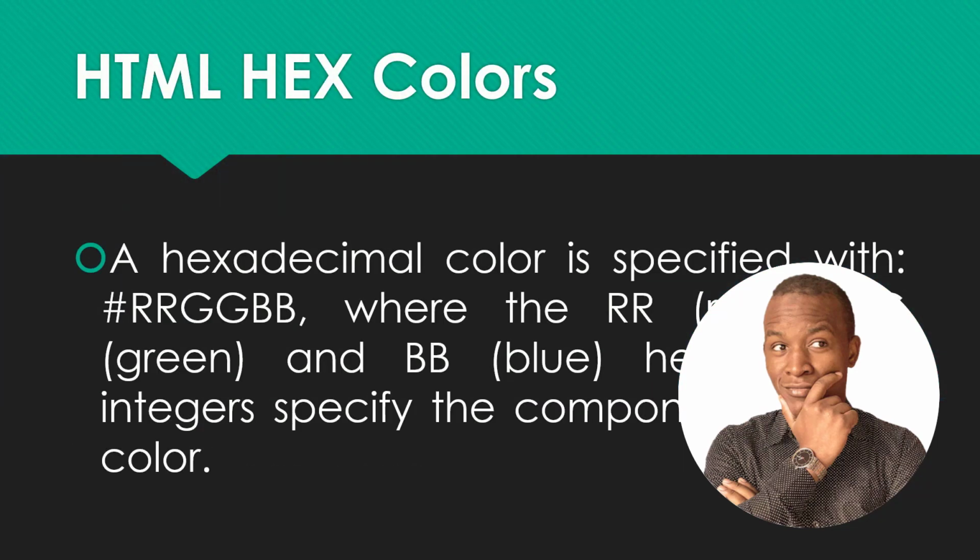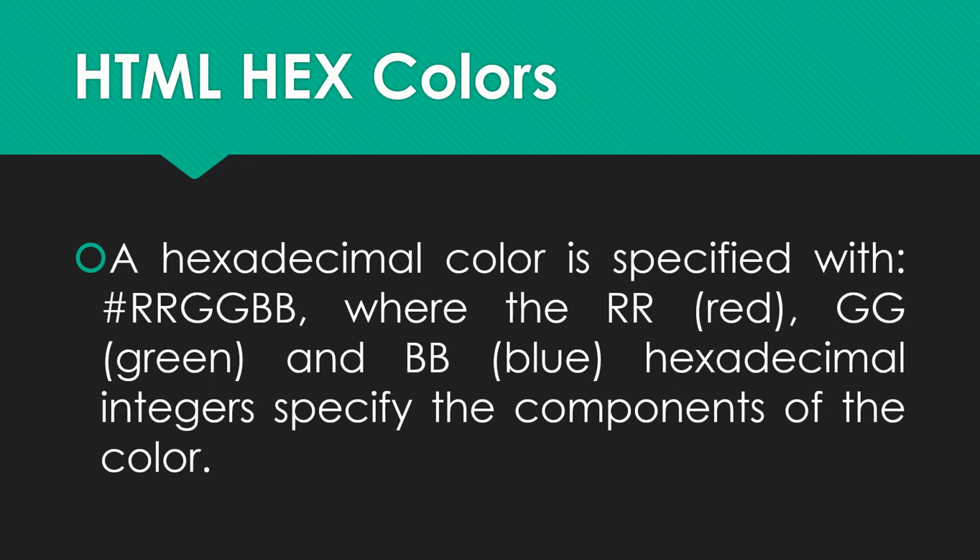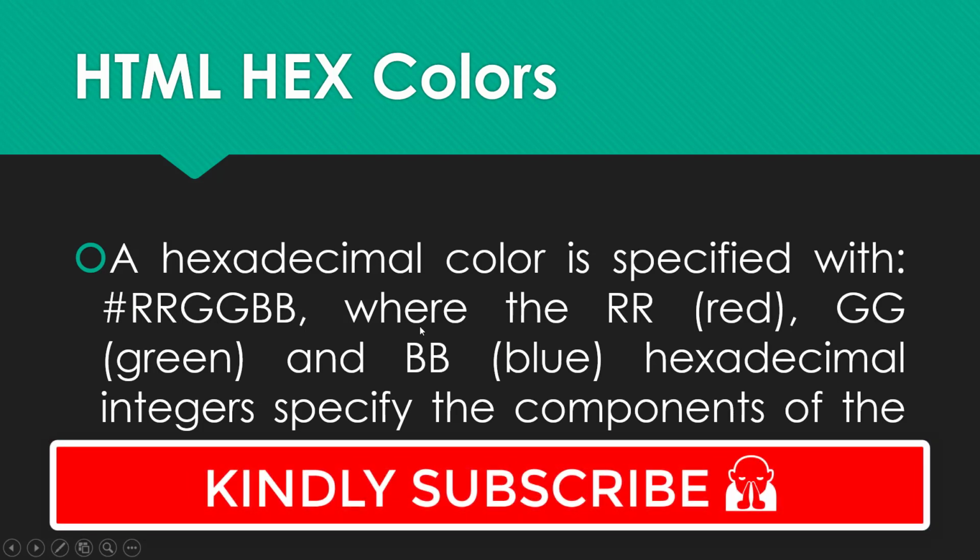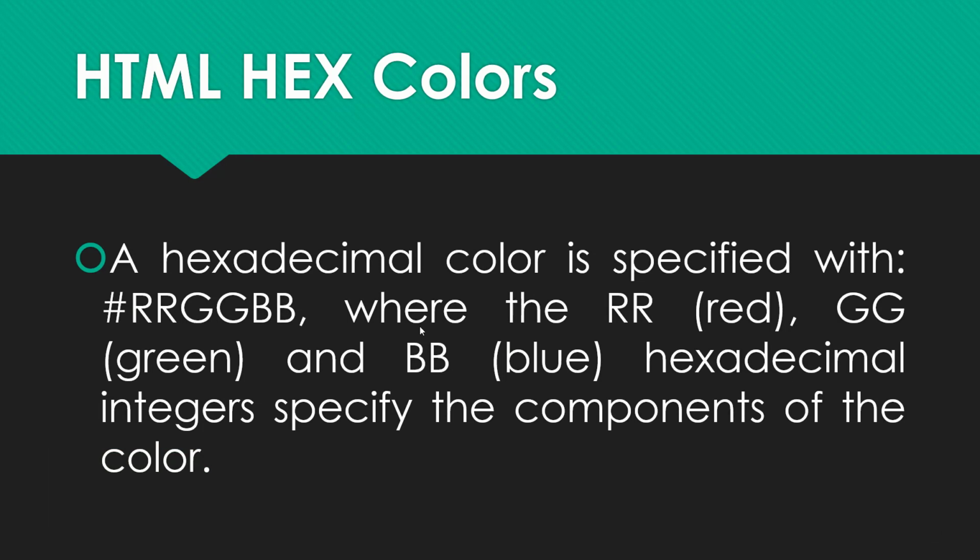So, an HTML hexadecimal color is specified with something like this. It is a hexadecimal code which can be represented using RR, GG and BB, where the RR represents red, the GG represents green, and the BB represents blue. To come up with a hexadecimal, integers specify the components of the color.